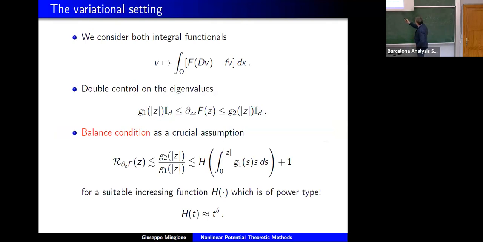Okay, a first result is about the autonomous case. We take this class of functionals. The control now doesn't depend on x on the eigenvalues, it's g1 and g2. And the crucial assumption is that there's a balancing condition that says that the ellipticity ratio is bounded by a certain power of this function. The power is a small power. What is this function? In the classical p-Laplacian case, g(s) is s to the p minus 2. So this is nothing but s to the p.